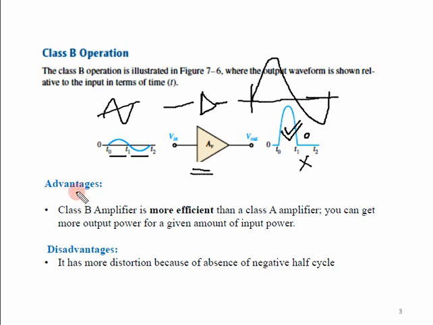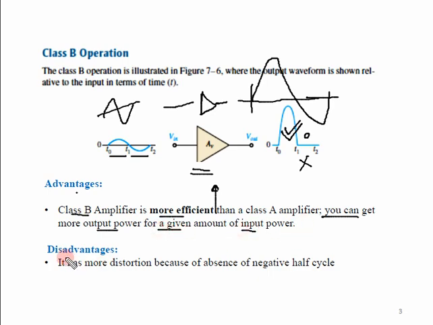We have discussed the biggest advantage of the class B amplifier, that it is more efficient. More efficient means that if it is conducting for one half cycle, the power dissipation can be decreased. Efficiency is a property of power dissipation, so the amplifier can efficiently deliver maximum power to the load. The efficiency is good, so you can get more output power for a given amount of input power.